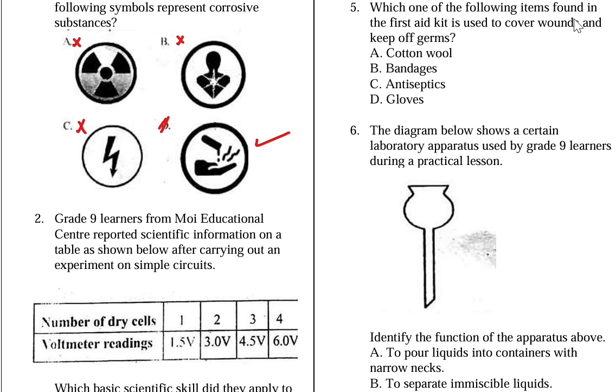Continue to question number 5. Which one of the following items found in the first aid kit is used to cover wounds and keep off germs? So to start with, here we have A, cotton wool, B, bandages, C, antiseptics, D, gloves. Which one do you think is the correct option? To start with, it is not cotton wool, because cotton wool is used to clean wounds but is not suitable for covering because fibers may stick. What about antiseptic? This one is used to kill germs, and therefore it is not the answer. What about gloves? Gloves protect the first aider, not the wound. It's not used to cover the wound. Therefore the answer is B. Bandages are used to cover the wound.